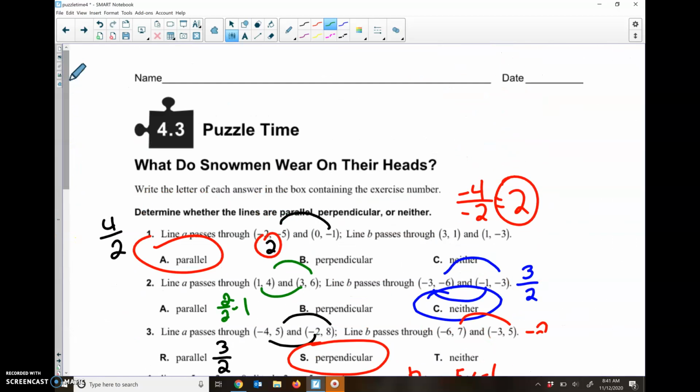So the answer to my joke here, what do snowmen wear on their heads? The answer is ice caps.